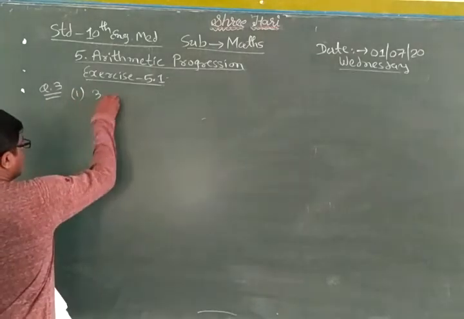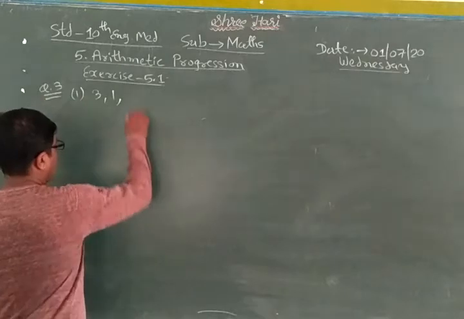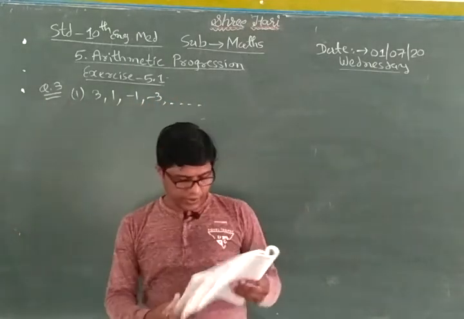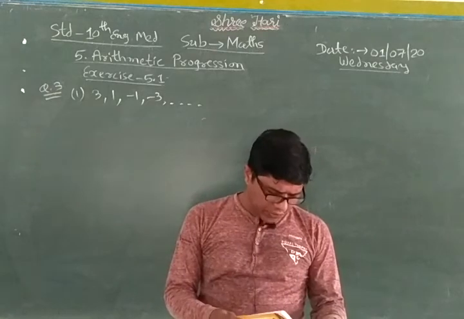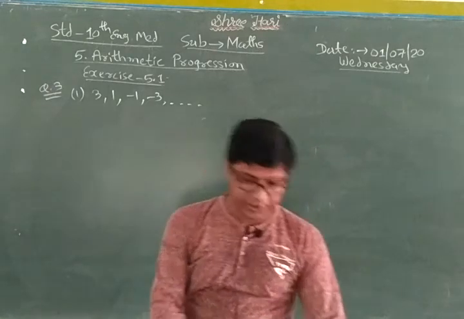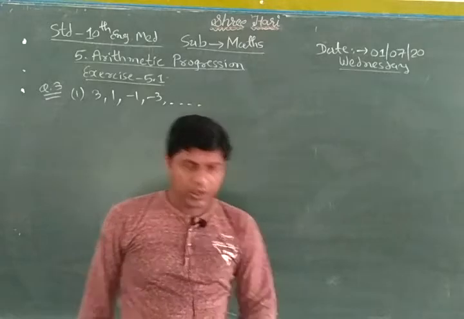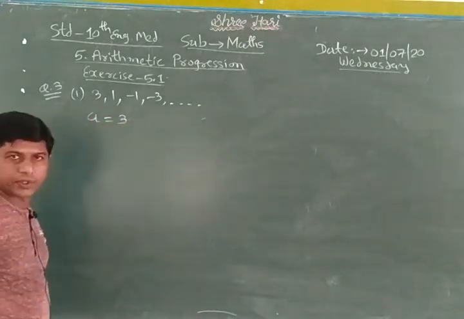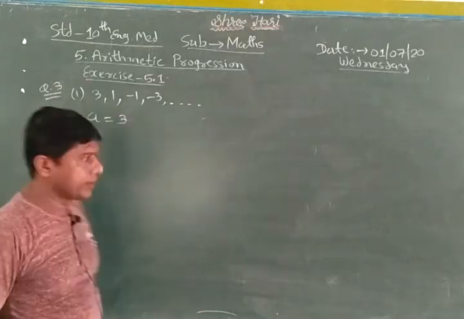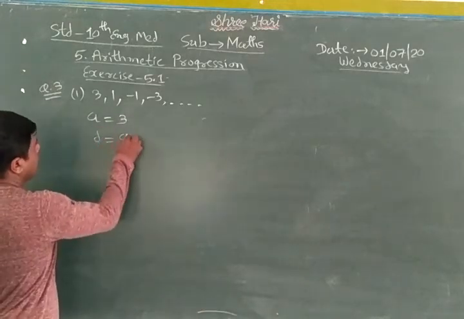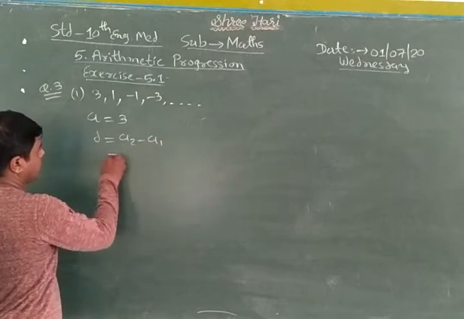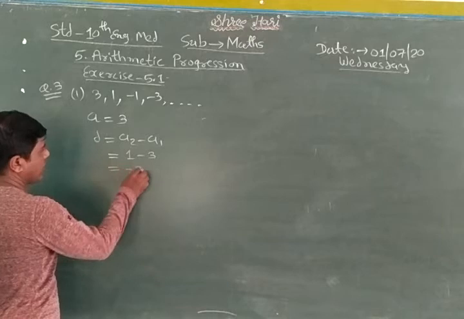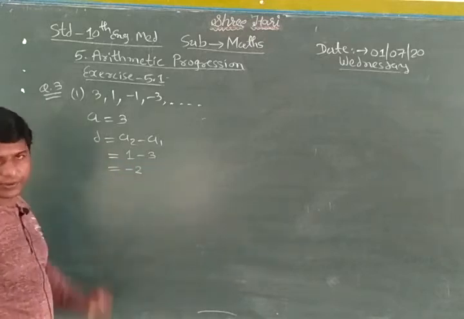3, 1, minus 1, minus 3. For the following, write the first term and the common difference. The first term A is equal to 3. Now, common difference D is A2 minus A1. A2 means 1 minus 3, so minus 2. This is the common difference.